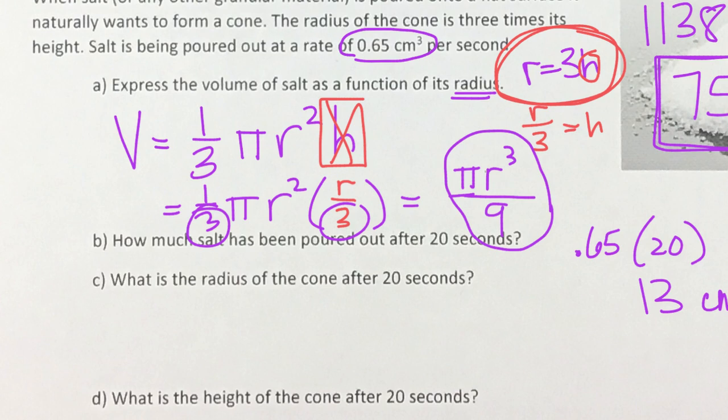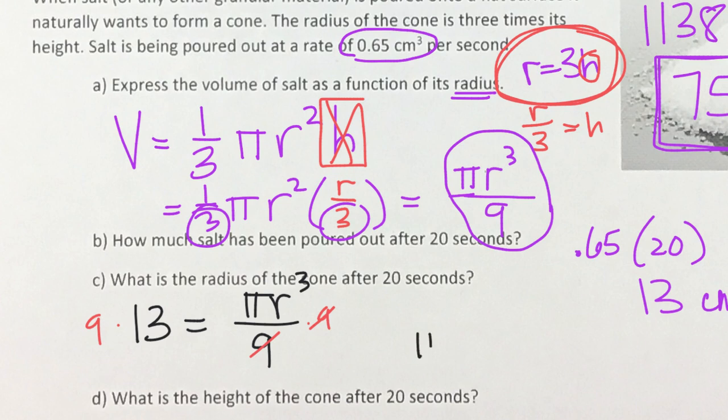So what's the radius of the cone after 20 seconds? Well, I'm going to take my volume of 13 and set it equal to my formula for volume as a function of radius. And I'm going to solve this equation for r. So once again, multiply by your denominator to begin with. That's step number 1. 9 times 13 is 117 equals pi r cubed. So divide by pi.